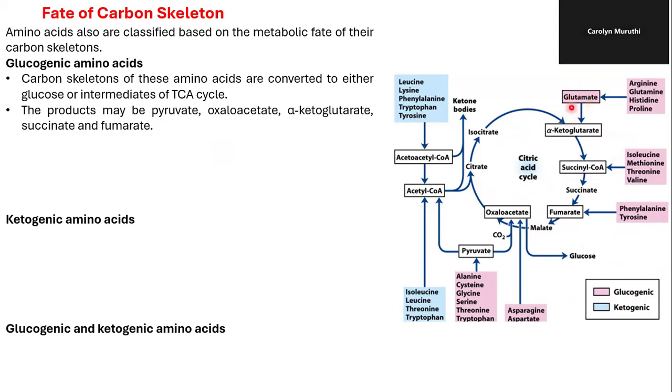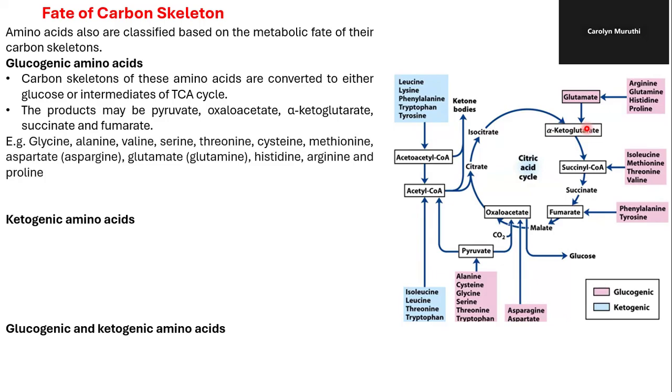We also have glutamate, which, when it is degraded, leads to the formation of alpha ketoglutarate, an intermediate of the Krebs cycle. So examples include glycine and alanine. All these are non-essential amino acids. So we can safely say that all non-essential amino acids are glucogenic.